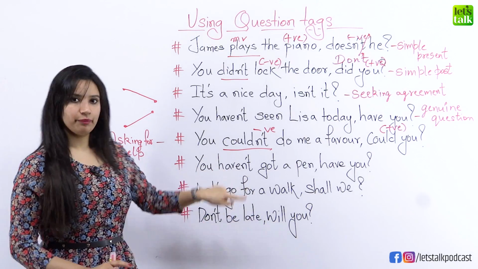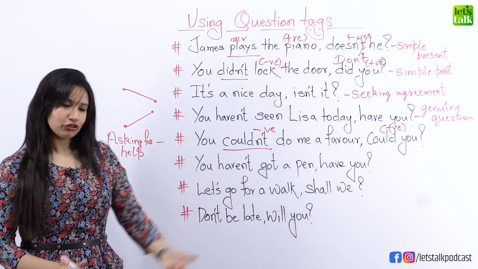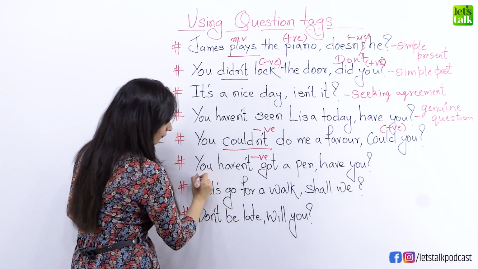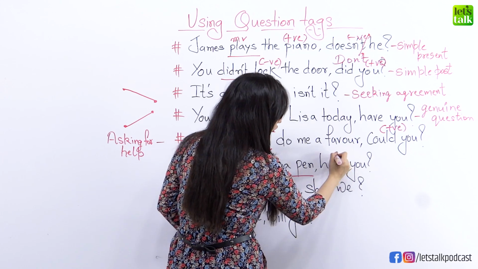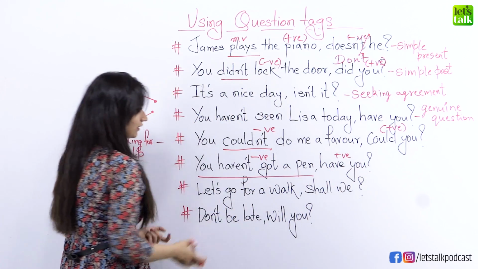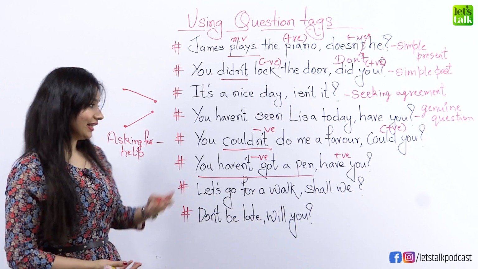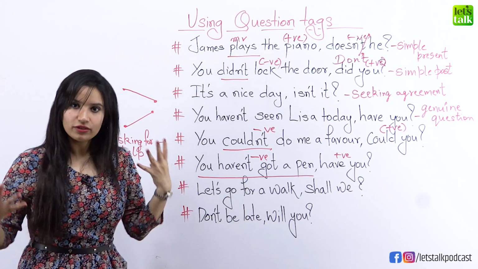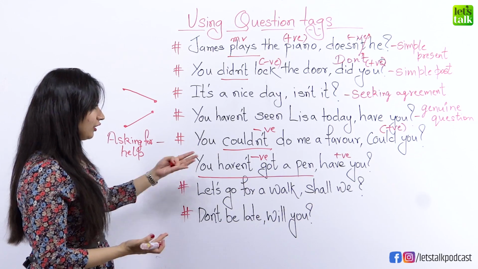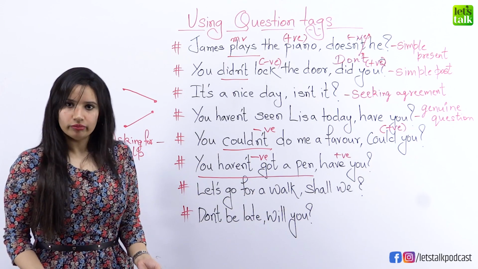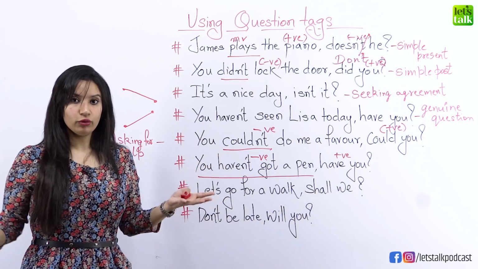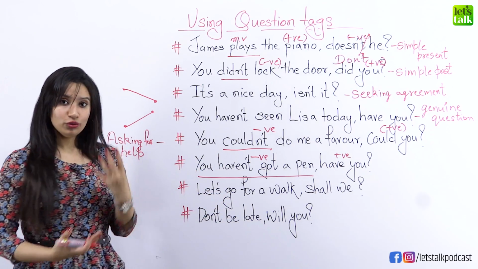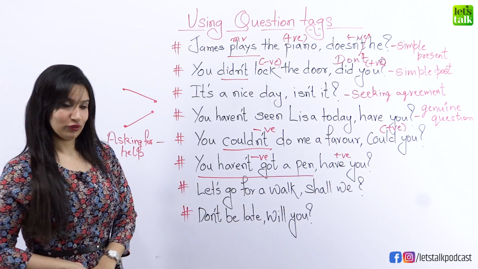You haven't got a pen, have you? So what's the formation here? We still have a negative, okay, and a positive question tag. A negative statement and a positive question tag. In this case, I'm asking for information. It can be a simple yes or no answer, all right? You haven't got a pen, have you? No. So you could simply say yes or no because you're providing information, all right? And if you do say yes, then you've given more information.